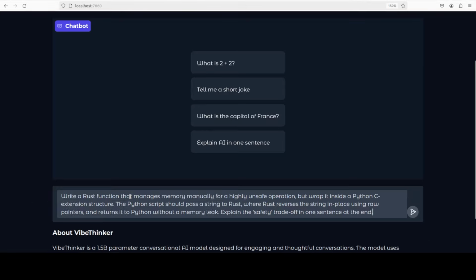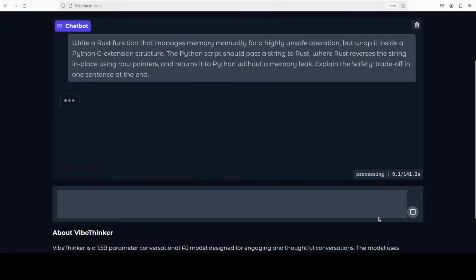Okay, for the coding one, I'm going to check out this Rust function, which is primarily a vibe coding polyglot challenge. It implies handling high level intent, and I'm asking the model to bridge two languages that hate each other, testing its ability to maintain logic across syntax boundaries. So you see that I am also asking it to not only write the Rust function that manages memory, but to wrap it inside a Python C extension structure. And the Python script should pass a string to Rust, where Rust reverses the string in place. So it should be fun. I'm more interested in just checking out what exactly the thought process is there.